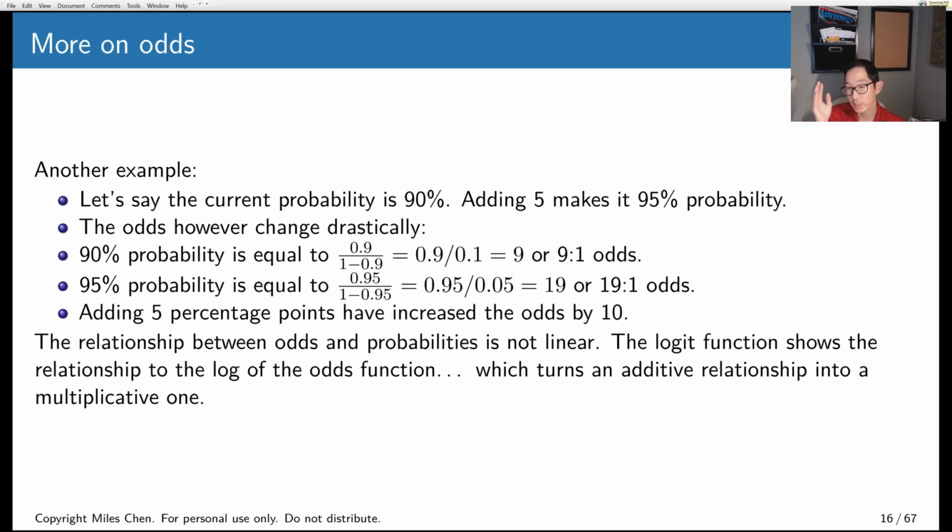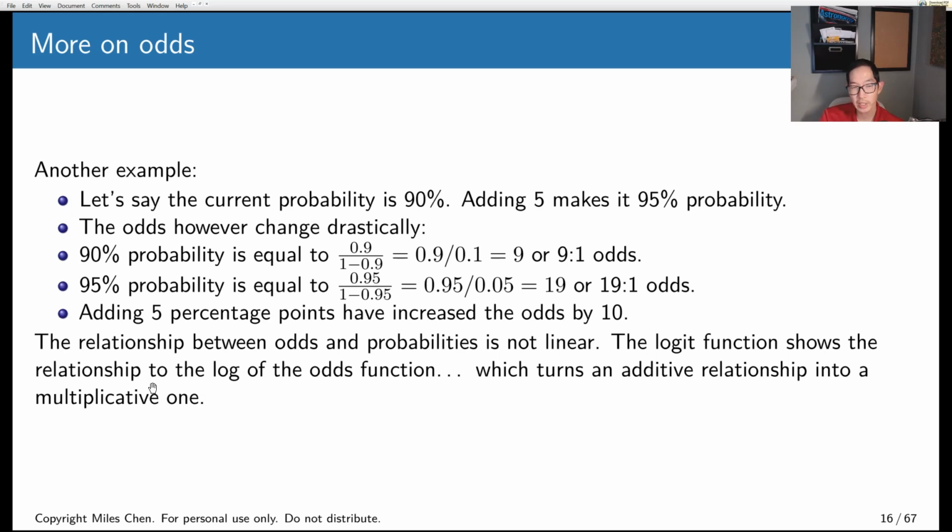Here's the interesting thing about odds, or changes in probability: where you are on the number line will dramatically change your odds. Let's say the current probability of success is 90%. You're following a lot of these best practices, and right now your probability of success is 90%. What would happen if I add 5 percentage points? Well, that's easy. We go from 90% to 95% probability of success. How do the odds change?